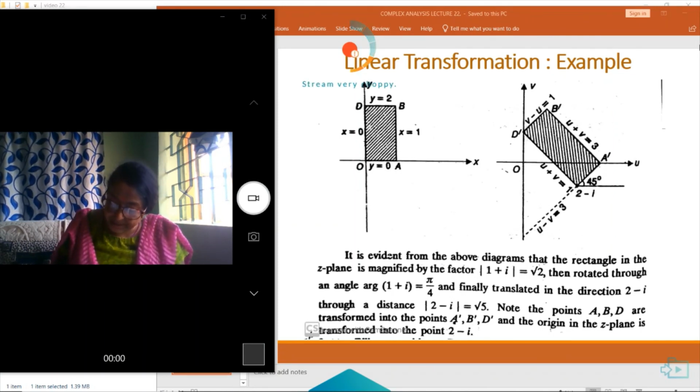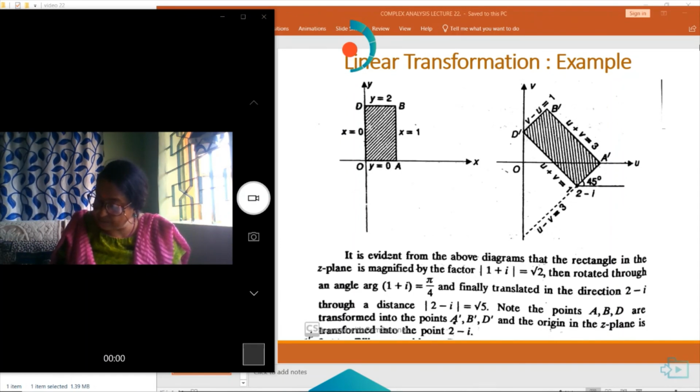Then the points A, B, D are transformed into the points A dash, B dash, D dash, and the origin in the z plane is transformed into the point 2 minus i.